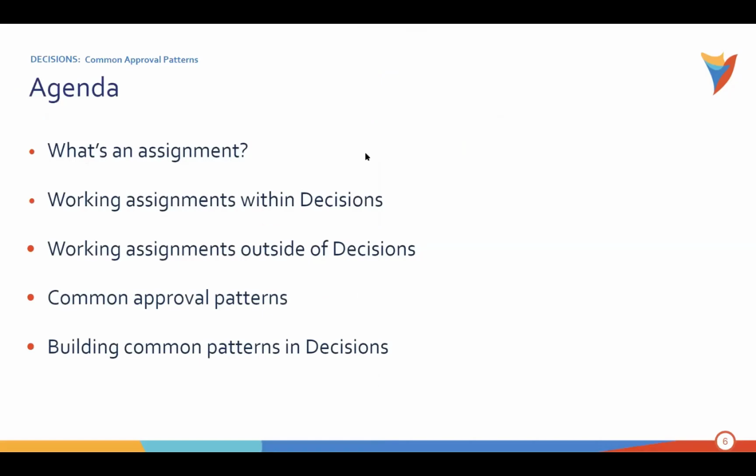Real quick, let's go over our agenda for today. We're going to talk at a high level about what an assignment is, and then we're going to go straight into our platform and talk about how we can work assignments within Decisions and outside of Decisions, and go over how we can build common approval patterns and what those patterns can actually accomplish.